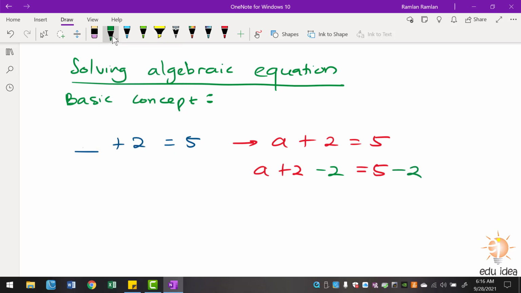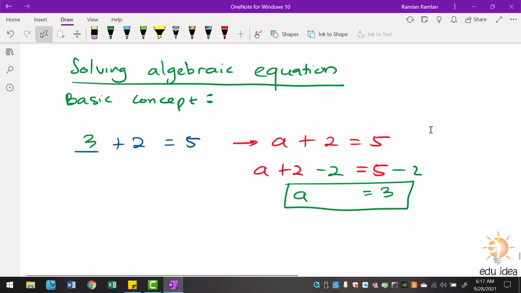Okay, so subtract by 2 with the left side, and you do the same thing on the right side. So we get a plus 2 minus 2 is just a, because a plus 0 is a. This is 0, and then 5 minus 2 is equal to 3. Right, so this is the value of a is equal to 3. So the same thing with here, right? 3 plus 2 is equal to 5. Okay, so this is how we do it in algebra, because this is just a simple equation. You will get more complex, but the very basic concept and step-by-step process you need to understand for this one.